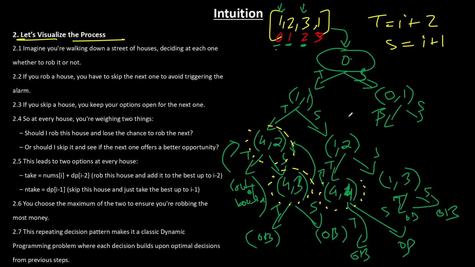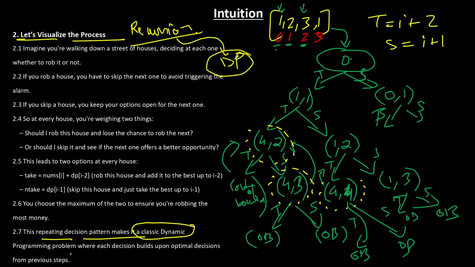Since from here we can see that we have repetitive values, a repeating decision pattern makes it a classic dynamic programming problem. Here we could see repetitive values 4 comma 2, 4 comma 3, 4 comma 4. We are already getting the same sum again and again, so why would we go for further investigation of that scenario? I hope you understood this recursion tree, how the recursion works here, and how it is a dynamic programming solution, because the problems are repeating again and again. You have to remove that repetition.